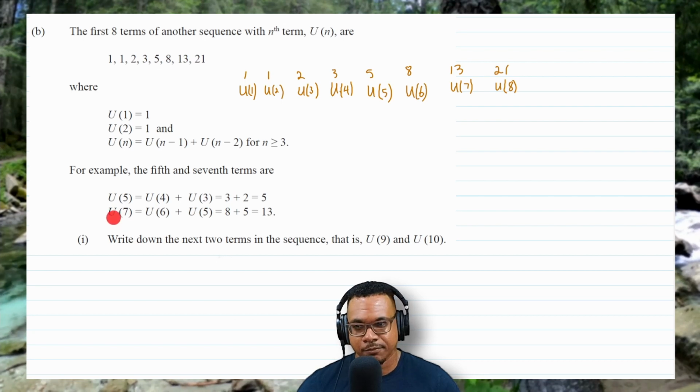So let's look at this example for u7. That's when n is 7. So n take away 1, so this will be 6 in here, and n take away 2, that'll be 7 take away 2, which will be 5 in here. So that'll be u6 plus u5 like this. What is the sixth term? That's 8. That's why you have 8 here. Plus the fifth term. What's the fifth term? That's u5, and that's a 5, and that's why you have 5 here. So 8 plus 5 is 13.